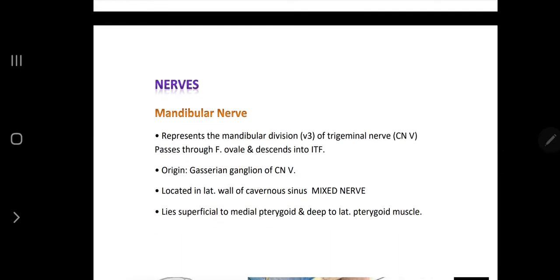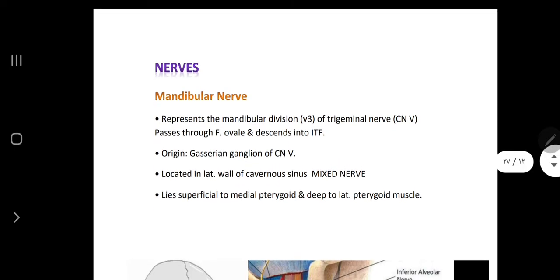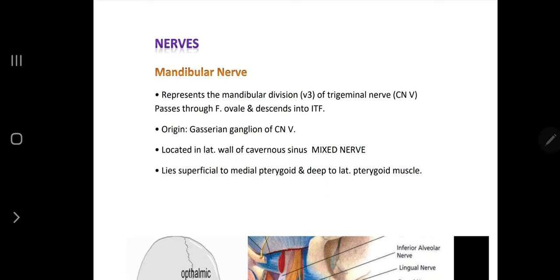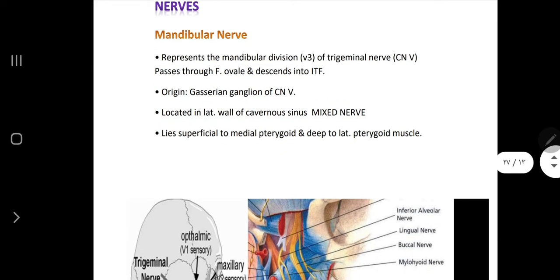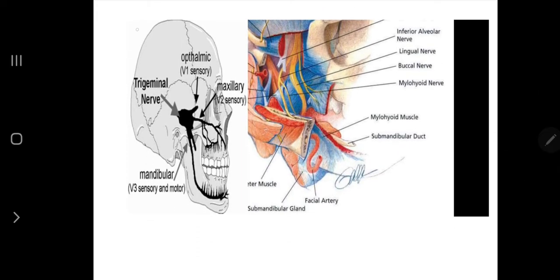النيرف المانديبولار نيرف هو الديفيجن الثالث of trigeminal nerve والأكبر طبعا, passes through foramen ovale to the infratemporal fossa, originates from the trigeminal ganglion of the cranial nerve, located in the lateral wall of cavernous sinus, lies superficial to the medial pterygoid and deep to the lateral pterygoid muscles. هذا هو mandibular nerve وتفرعاته.